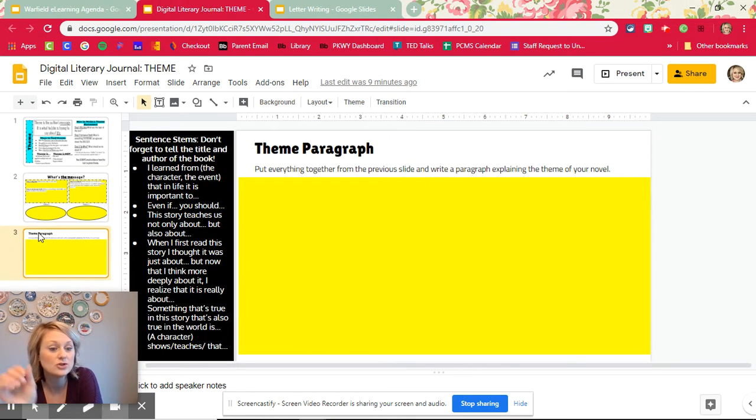And the last thing you're going to do is put it all together into a theme long write. So remember CEW, theme statement with the author, the title of the book, and then adding in at least 2 pieces of evidence to prove the theme. I also gave you the sentence starters, sentence stems that you can start your theme long write with. So it's all laid out there.